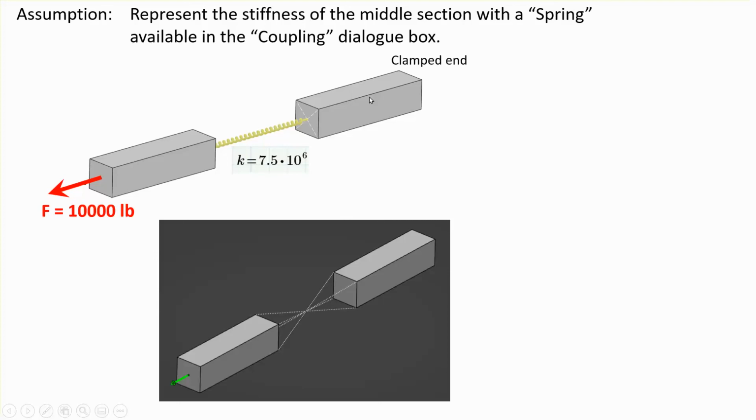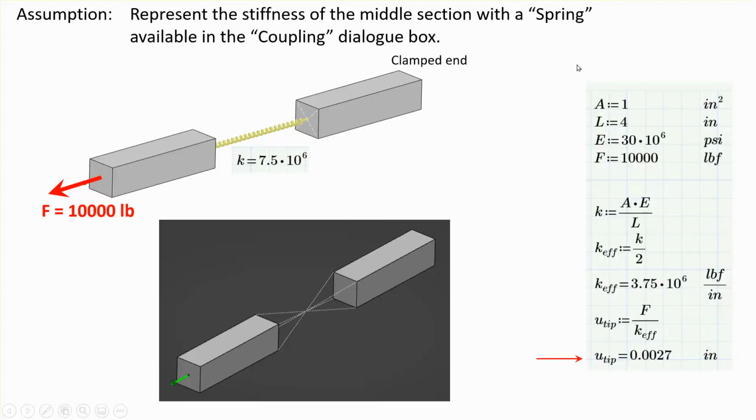We're going to replace one of these with a spring. Now, how do we do that? First of all, the stiffness of each one of these, we know what it is, AE over L. And if you work it out, you get 7.5 times 10 to the 6, the stiffness of each one of these. If you want to do the hand calculation to find out what the deflection is, we have three springs of this stiffness in series.